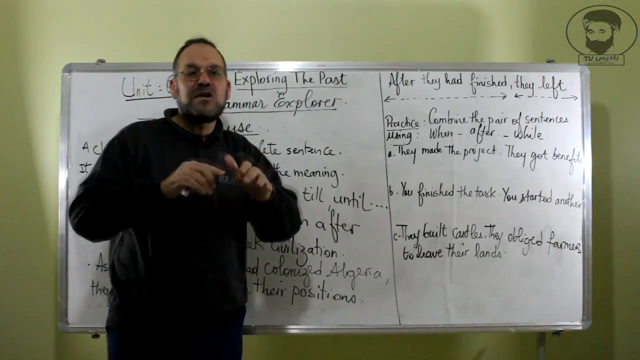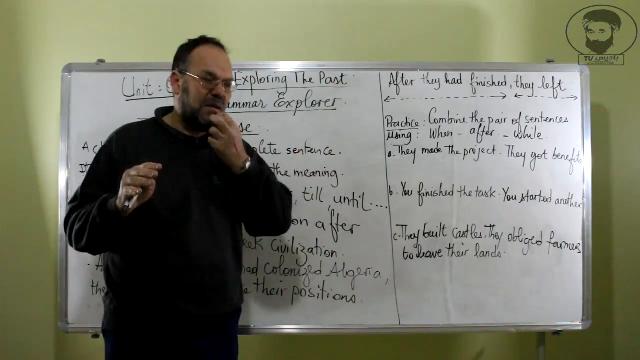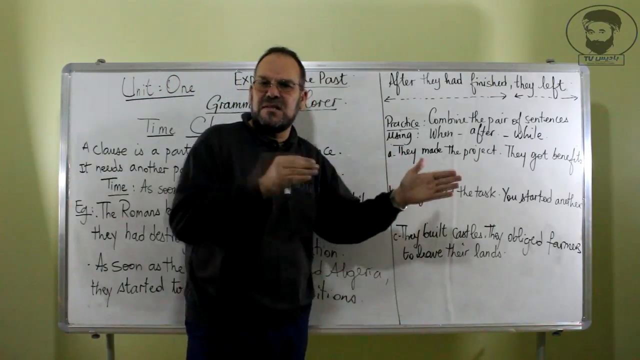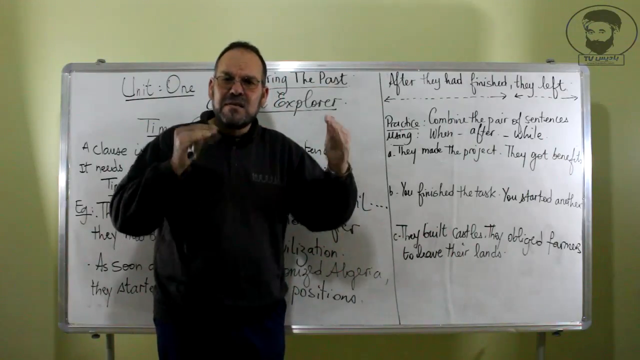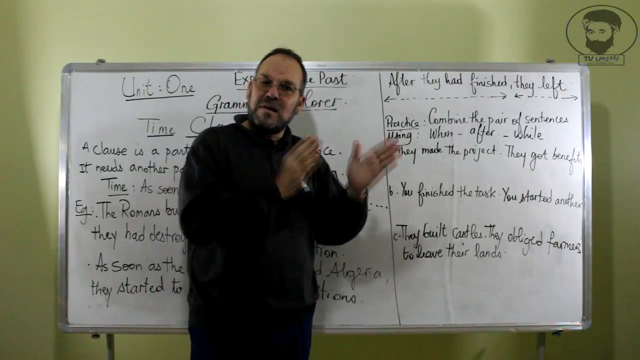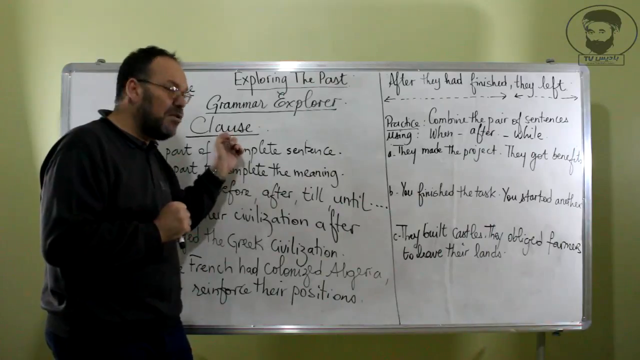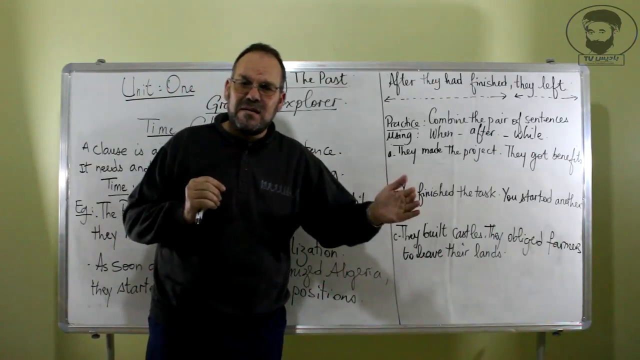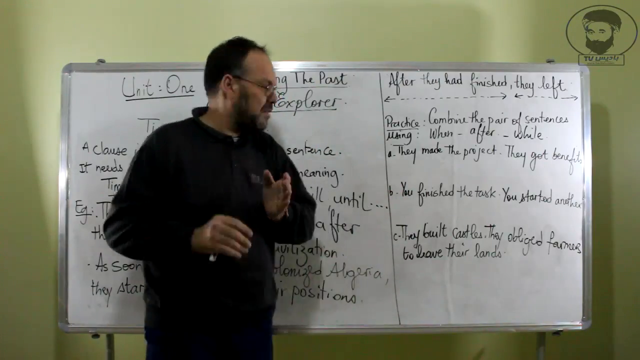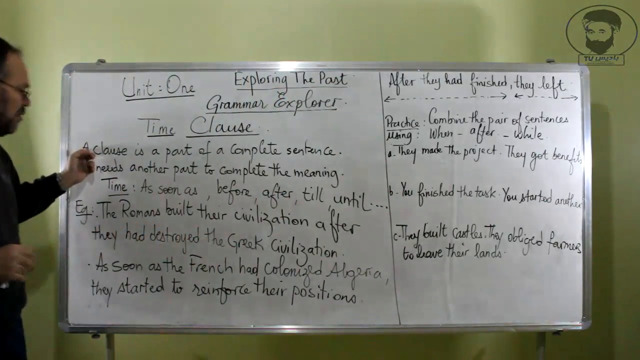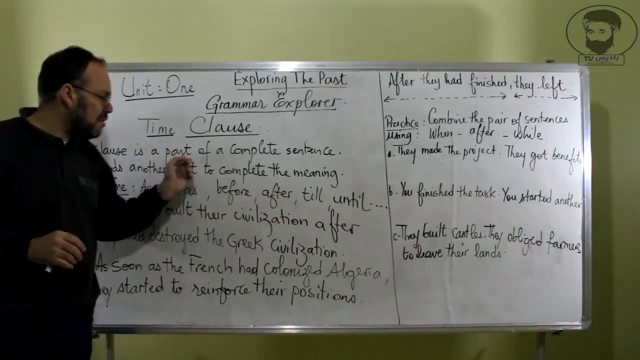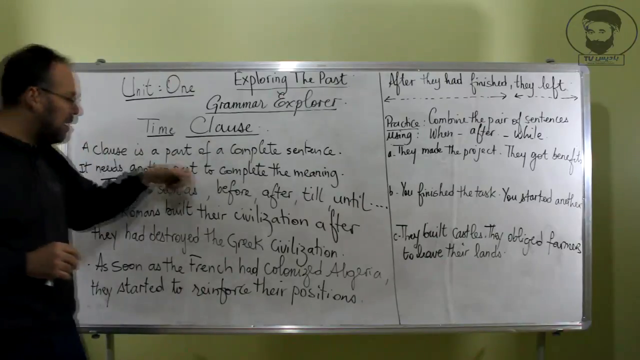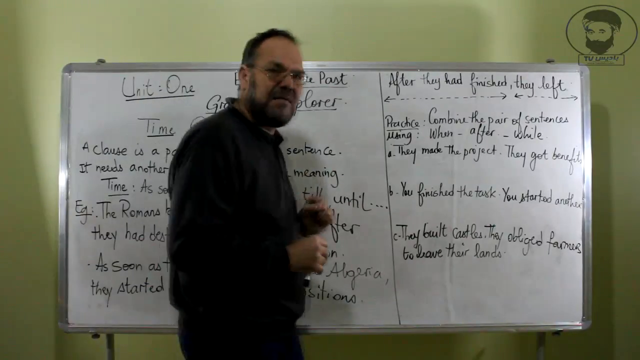Now, a sentence is a complete meaning sentence. For example, I study the past civilization. This is a sentence which has a complete meaning with a subject, verb, and a complement. But a clause is a part of a sentence. It means it's a long sentence made up of two parts. A clause is a part of a complete sentence. It needs another part to complete the meaning of this sentence.